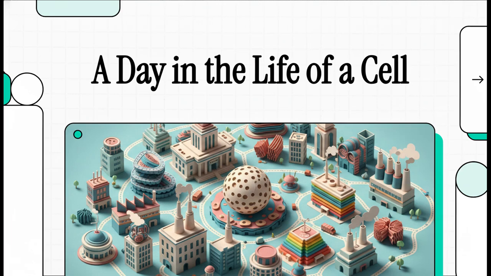All right, let's jump right into this explainer. If you've ever looked at a cell diagram and just saw a bunch of static floating blobs, well, prepare to have your mind changed. Today, we're turning that textbook image into a bustling, dynamic city.